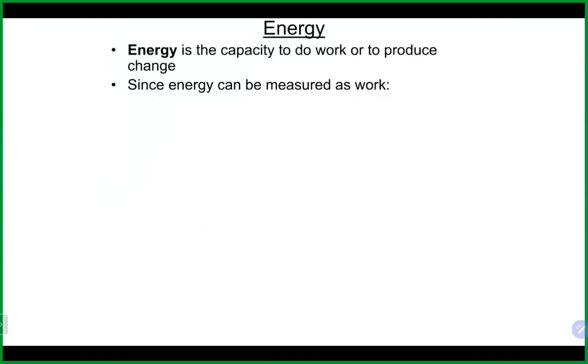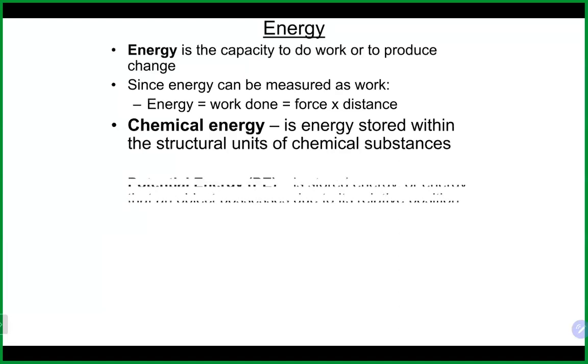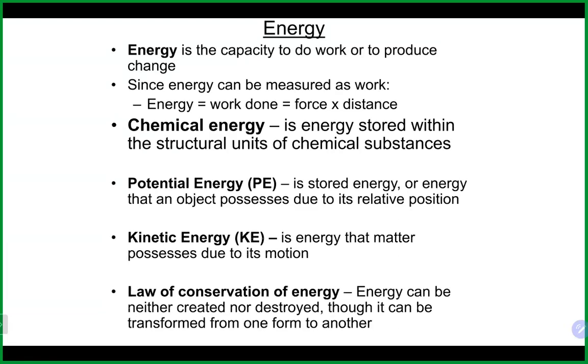Now, let's talk a little bit about energy. Energy is the capacity to do work. And very common units of energy that we come across a lot in chemistry are joules and kilojoules. There is 1,000 joules in a kilojoule. So that's a common conversion that we use a lot.